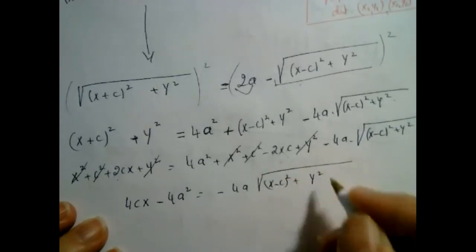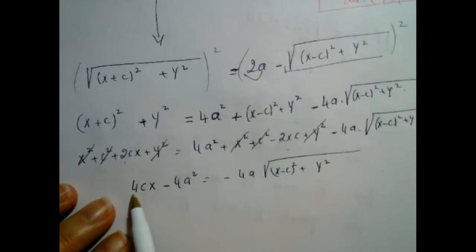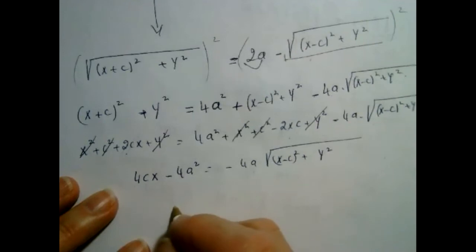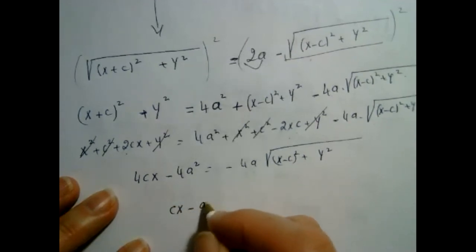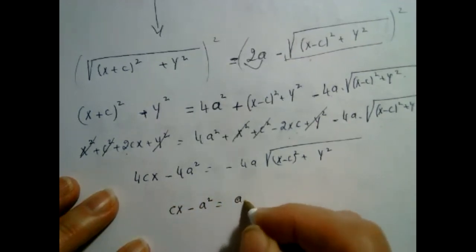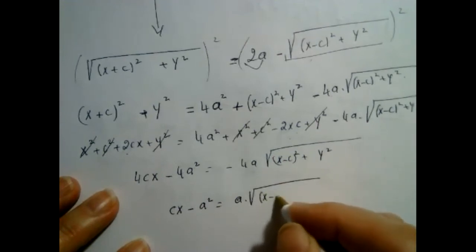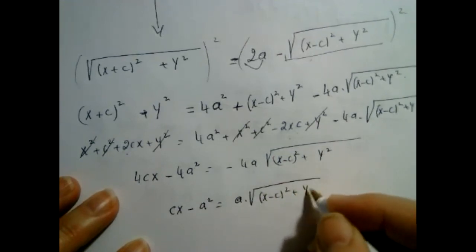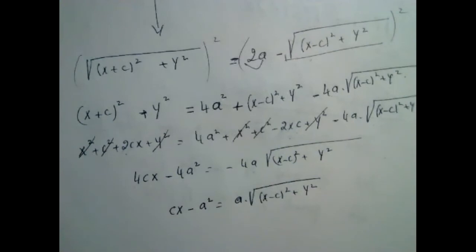Plus y squared. Now, another thing that I can simplify, I have 4, 4, and 4. I can get rid of those, and I will be left with cx minus a squared equal a, the square root of that. So it's a little bit tedious, but you will find at the end of the game the equation that the ellipse comes from.